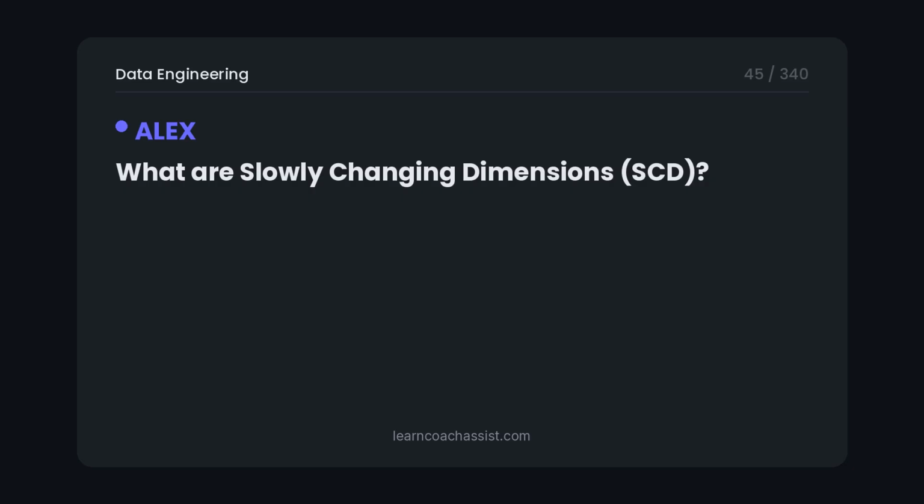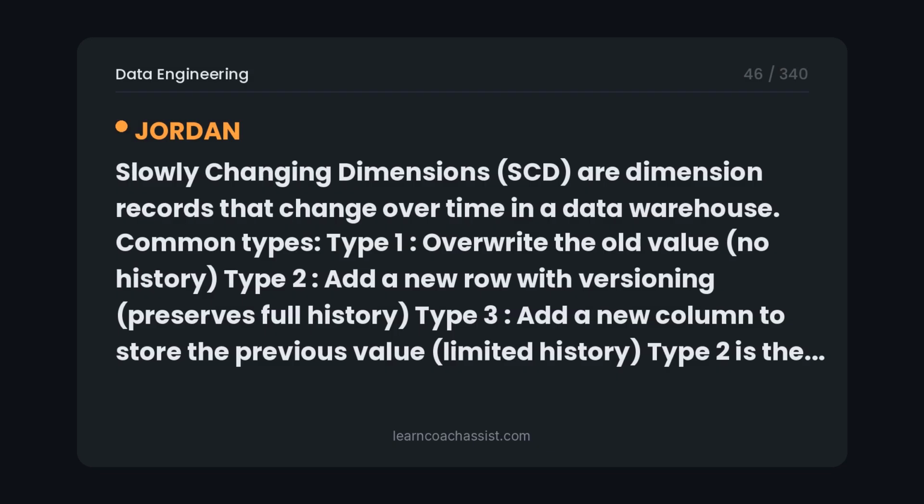What are slowly changing dimensions, SCD? Slowly changing dimensions, SCD, are dimension records that change over time in a data warehouse. Common types: Type 1, overwrite the old value, no history. Type 2, add a new row with versioning, preserves full history. Type 3, add a new column to store the previous value, limited history. Type 2 is the most widely used for maintaining historical accuracy.